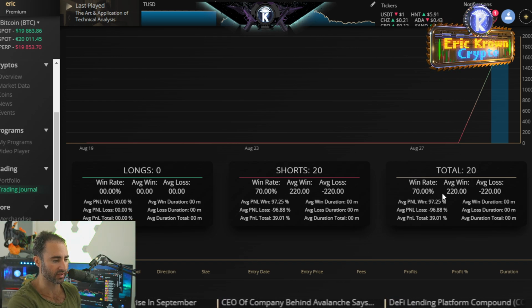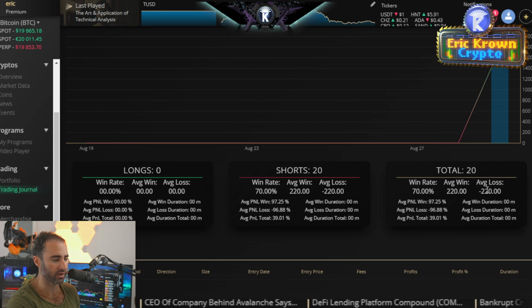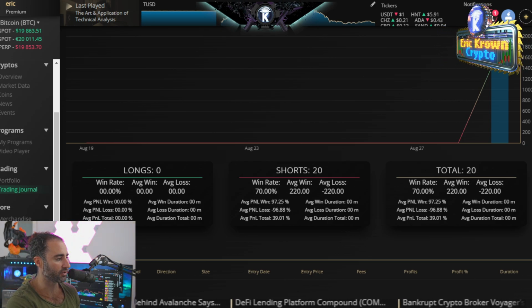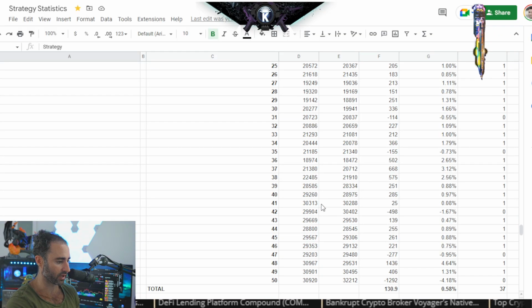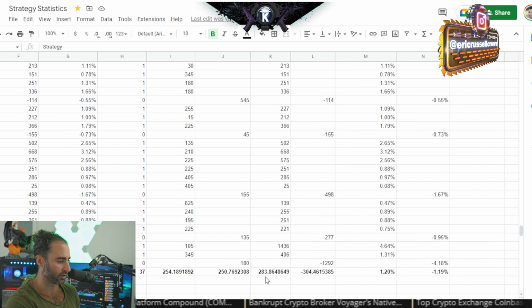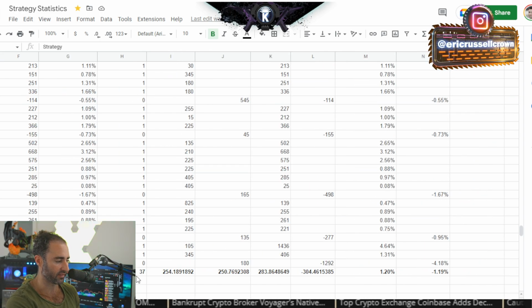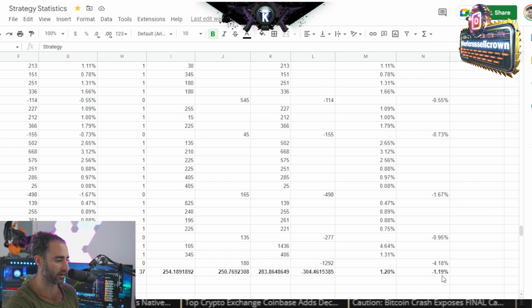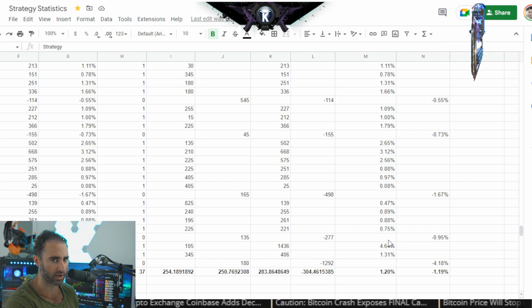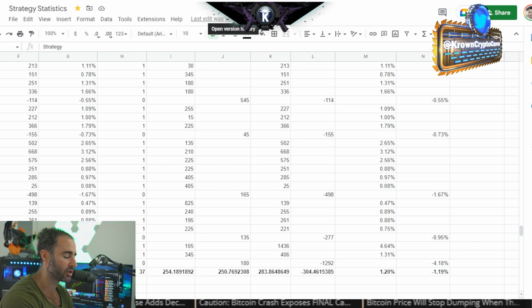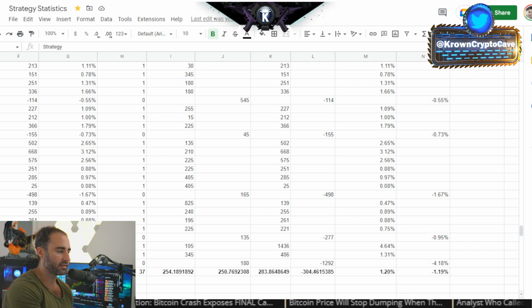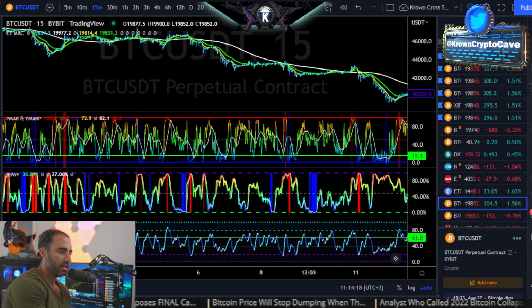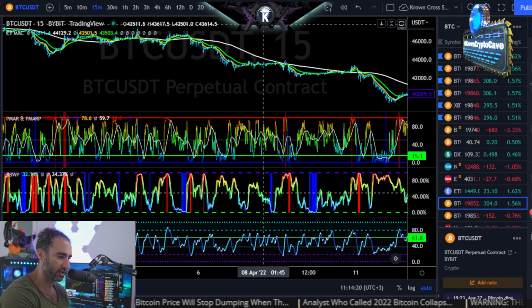Win rate of 70%. Average win was 220. Average loss was 220 as well. Here's my actual results over 50 trades, which I'll show you very quickly. 37 out of 50 were wins, so that is a 74% win rate. The average gain was about 1.20. The average loss was 0.1%, less than that, so not much. Anyways, let's actually go into a few examples right here, and let's just work it out.